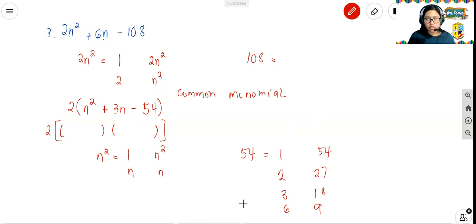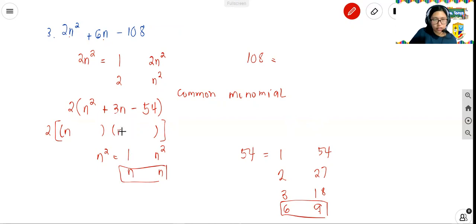So let us look for a partnership. So n and n, this is just 1. And then looking at 1 and 54, 2 and 27, 3 and 18, 6 and 9. 6 and 9 can give me a sum or a difference of 3 because 9 minus 6 is 3. So I will box this one and I will try the n and n factor. So I'll put the n here, another n, and then 6 here, and then 9. My given has plus and minus, which is similar to the previous example. So what I can do here is to put the plus sign on 9 because 9 is bigger than 6, and the minus sign on 6.